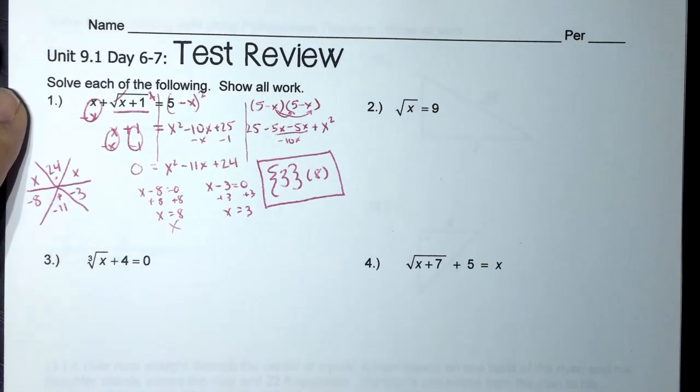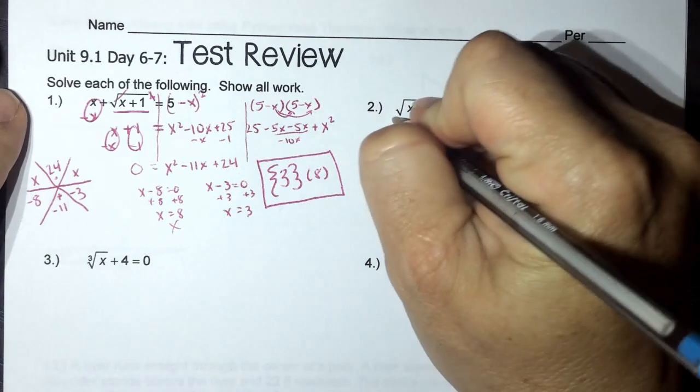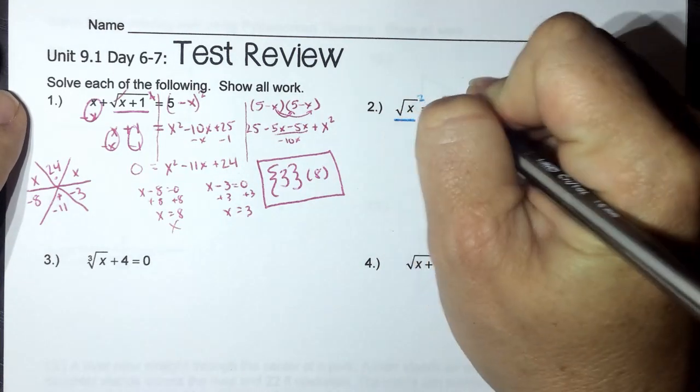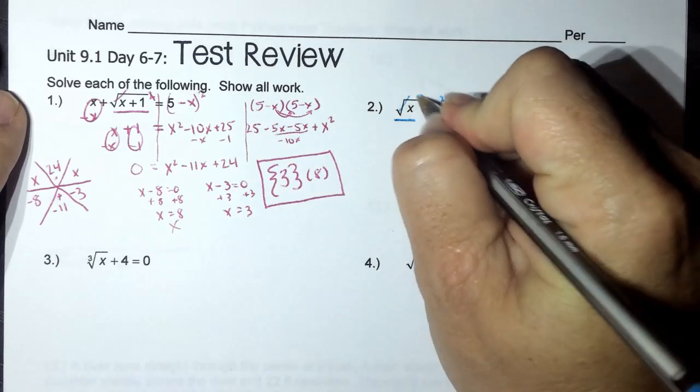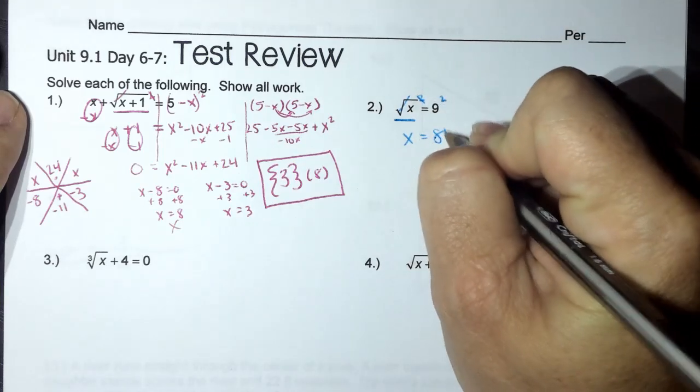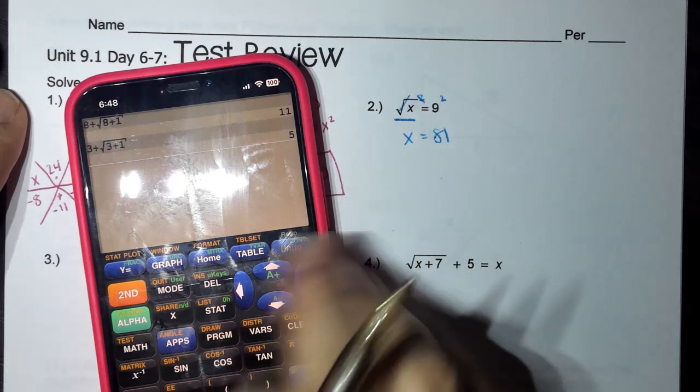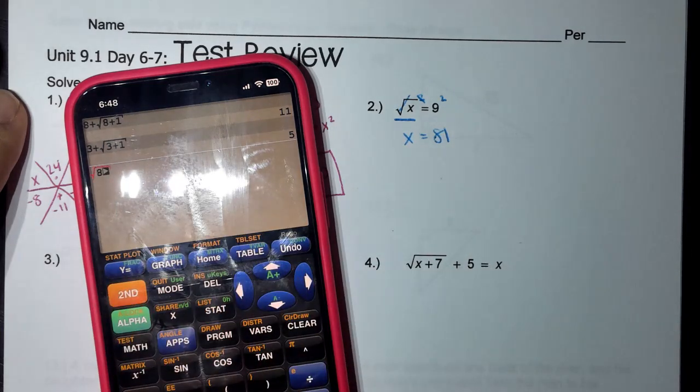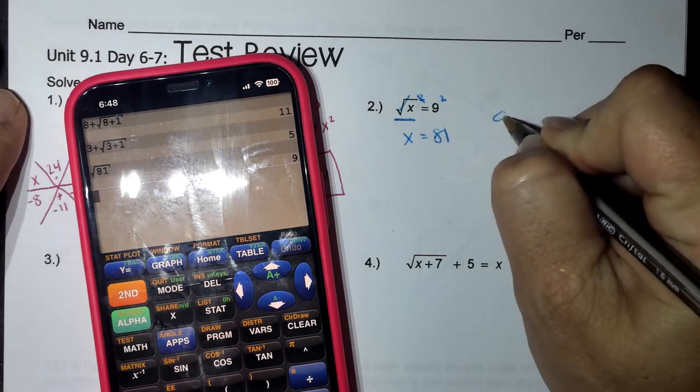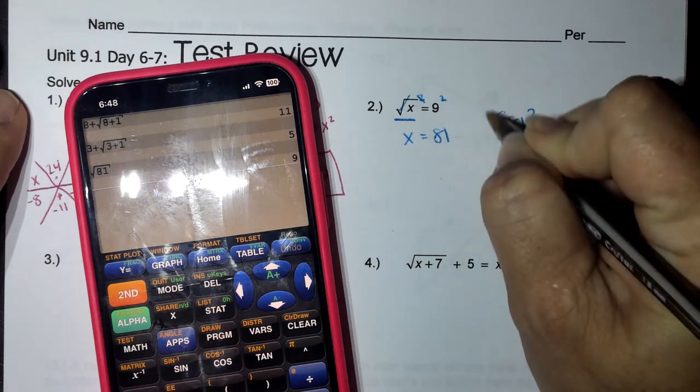Now, number 2 is super simple. The radical is already alone. So I'm just going to go ahead and square both sides. Well, square root cancels the squared, and I get x equals 81. And if I plug that in, square root of 81 is 9. So that worked. So my answer is 81.